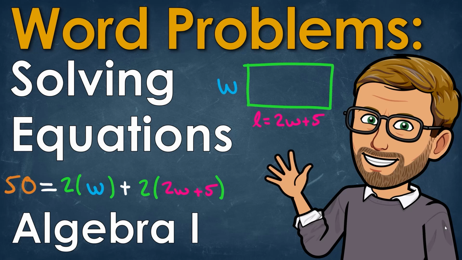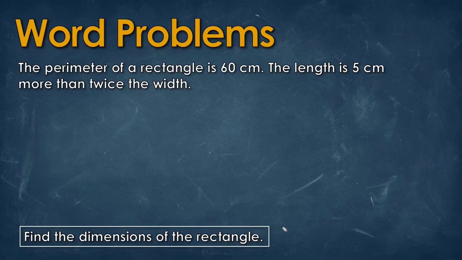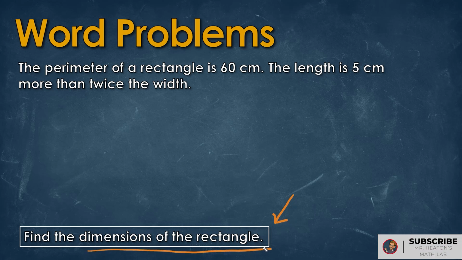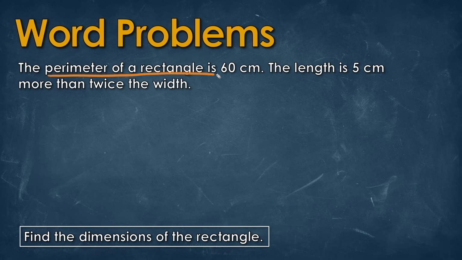In this video, we're going to be solving word problems with one variable equations. When we read a word problem, we want to see what the question is asking. And for this one, it wants us to figure out the dimensions of a rectangle. And it looks like we have the perimeter of a rectangle, and it tells us that it's 60 centimeters. And that the length is 5 centimeters more, which is a plus sign, than twice the width. So 2 times the width.